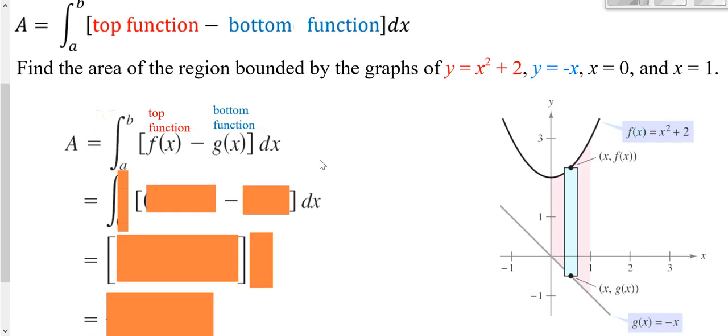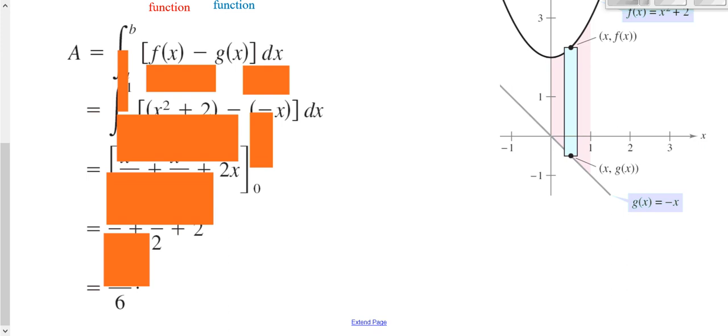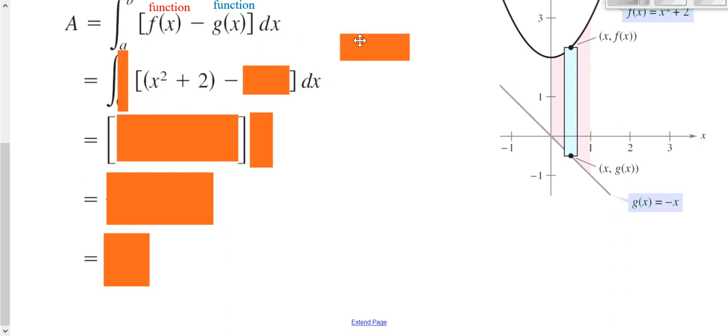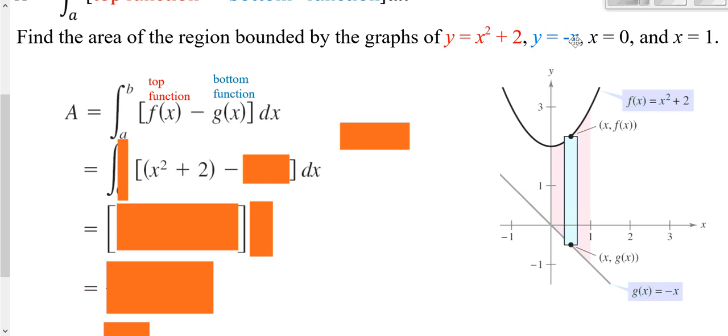So, looking down here, we have our parabola, we have our diagonal line. We need to find our area in between these two functions from 0 to 1. So we need to do the top function, which is our parabola, minus our bottom function, which is our diagonal line, from 0 to 1. So those would be our bounds.